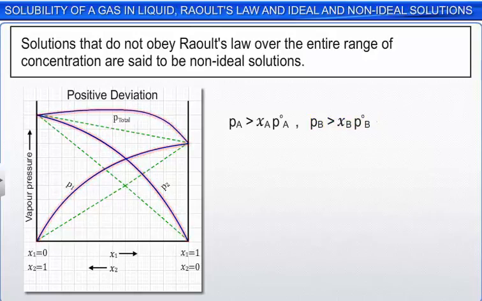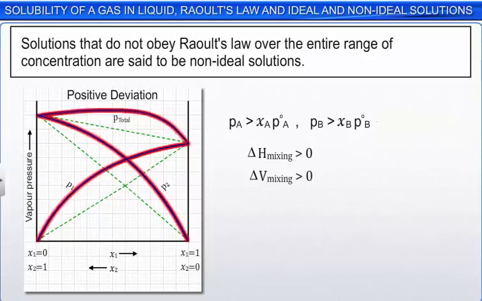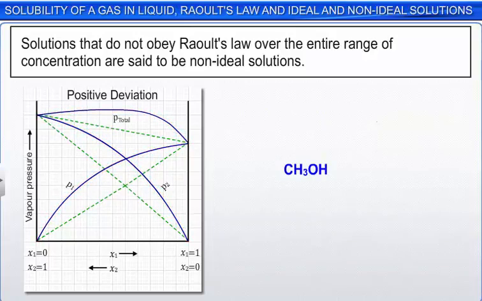For a positive deviation, delta H mixing is greater than 0 and delta V mixing is also greater than 0. Methyl alcohol and water, carbon tetrachloride and chloroform are some other solutions that exhibit positive deviation from Raoult's law.